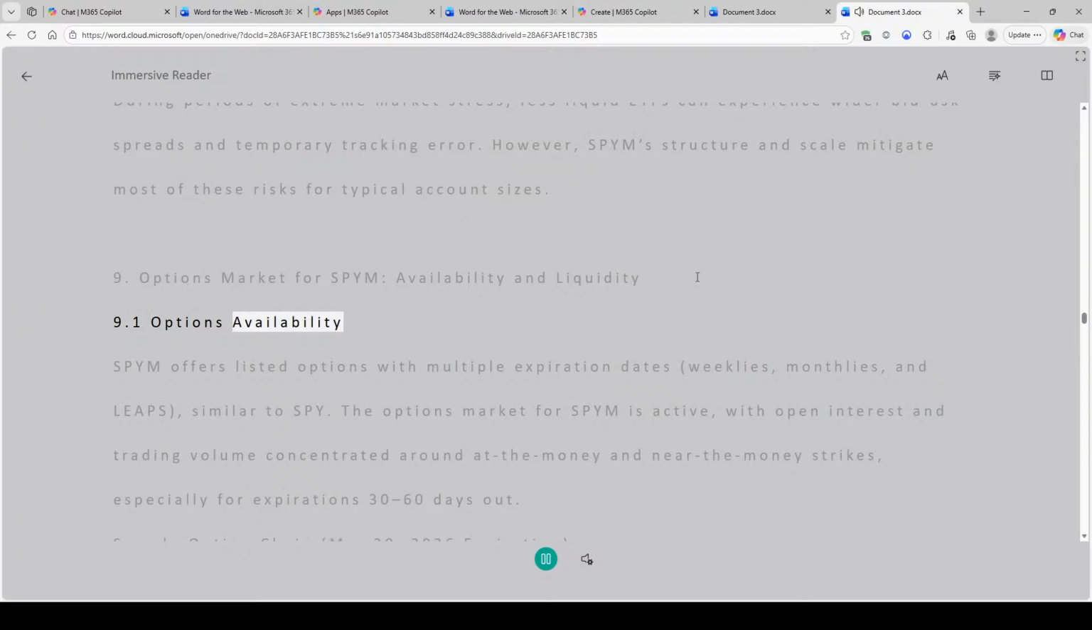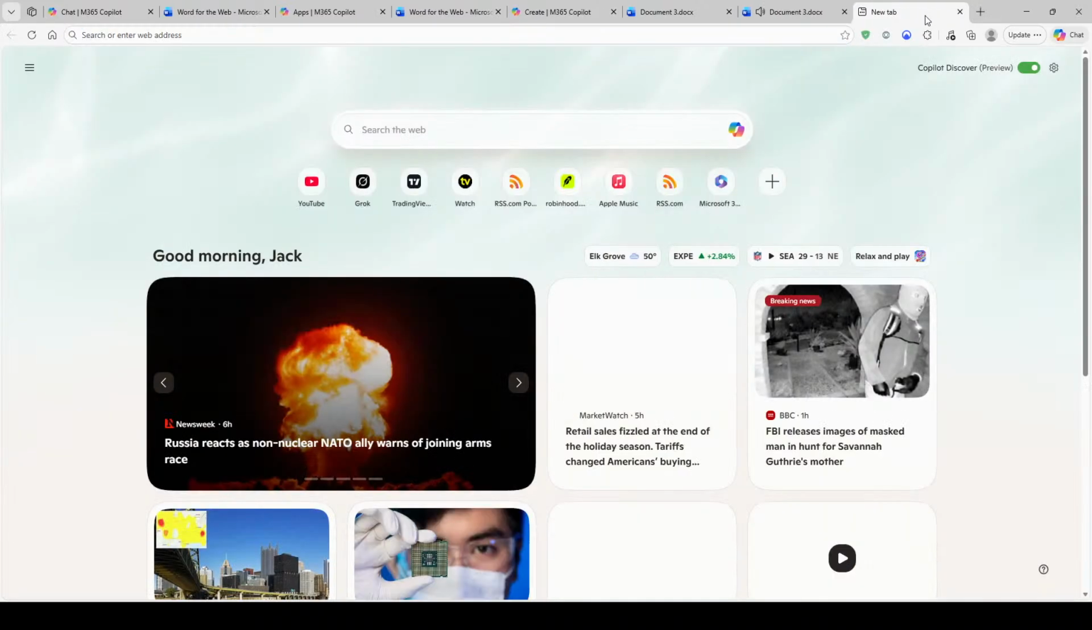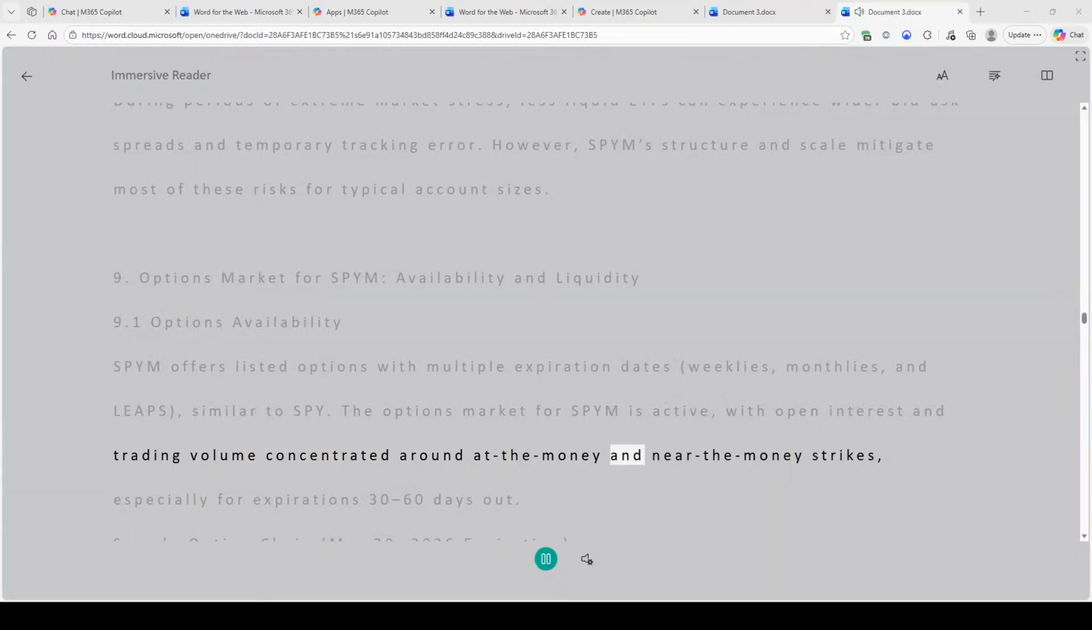9.1 Options availability. SPYM offers listed options with multiple expiration dates, weeklies, monthlies, and LEAPS, similar to SPY. The options market for SPYM is active, with open interest and trading volume concentrated around at-the-money and near-the-money strikes, especially for expirations 30 to 60 days out.